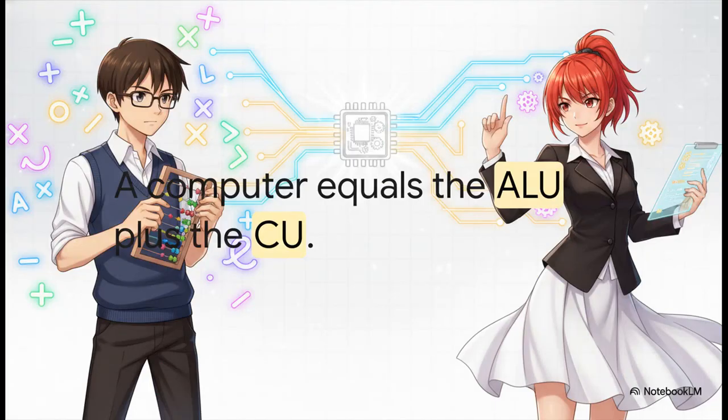Under the hood, a computer really just boils down to a super simple formula, the ALU plus the CU. Think of the arithmetic logical unit, the ALU, as the brain's raw muscle. It does all the heavy math and logic. And then you have the control unit, or CU, acting like a traffic cop. It manages the whole flow, making sure every single operation happens in the exact right order.